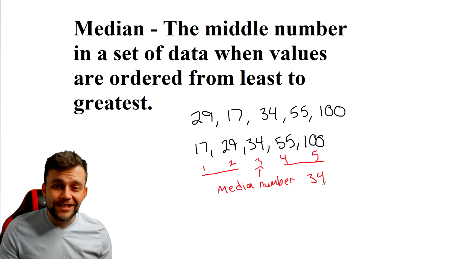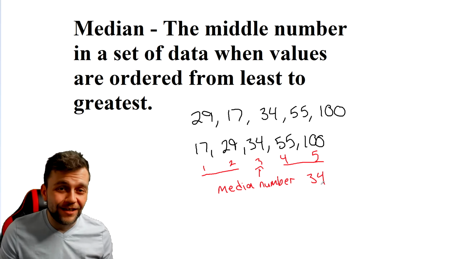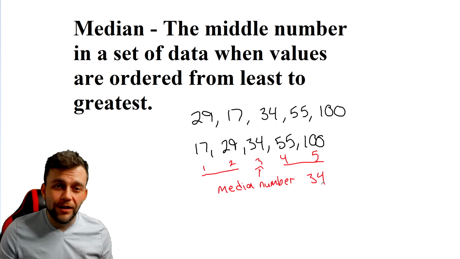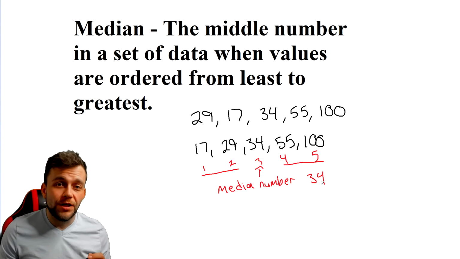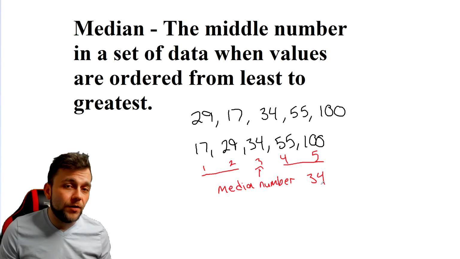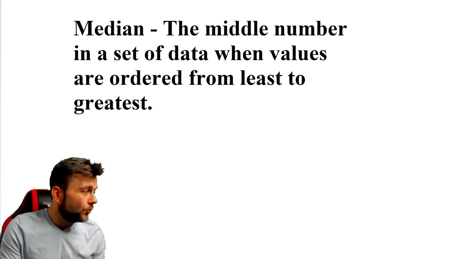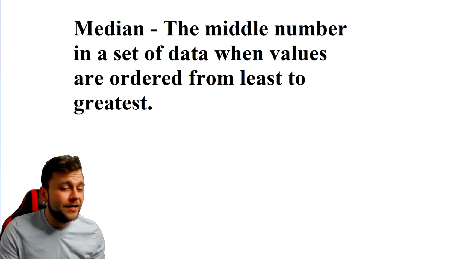That's the really easy, nice example. But the idea is it's the middle number. Let's take a look at what happens if we have an even data set. We have an even amount of numbers in our data set. So we'll just make up another data set. I'm just making this up on the fly from my head.